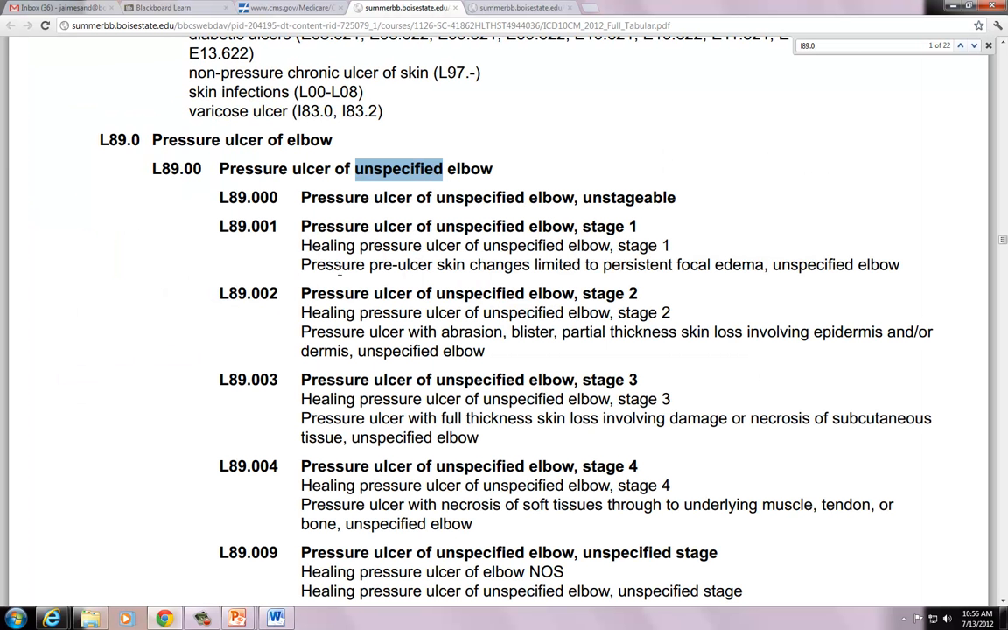So in stage 1, we can see pre-ulcer skin changes. Basically, we just have edema here. In stage 2, we have abrasion, blister, partial thickness skin loss, unspecified elbow. So here's that blister and partial thickness skin loss. So I think that we could comfortably put it as a stage 2. So we get L89.002.